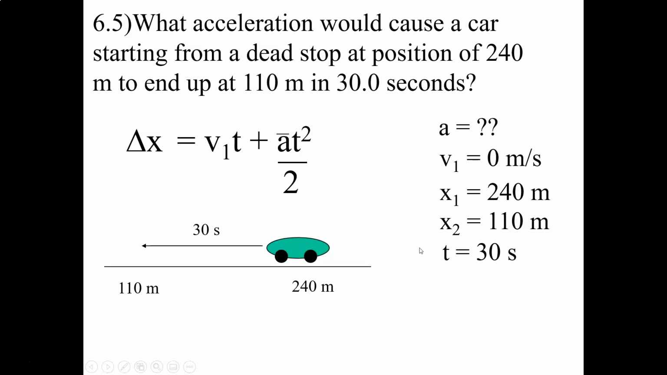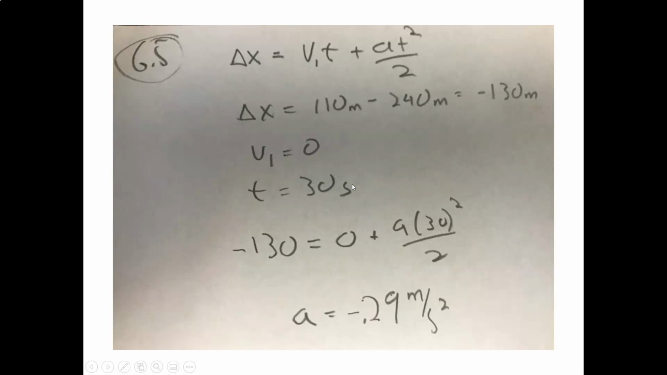So what we need to do is calculate the displacement, which is x2 minus x1, which is going to give us 110 minus 240, which is going to give us minus 130. And then plug the numbers into this equation, which I do here. And again, I'm not going to spend much time going through the calculations. I figure you can pause it and review these if you so desire.